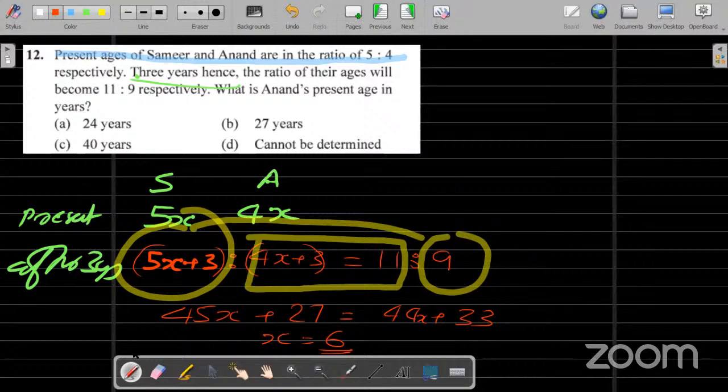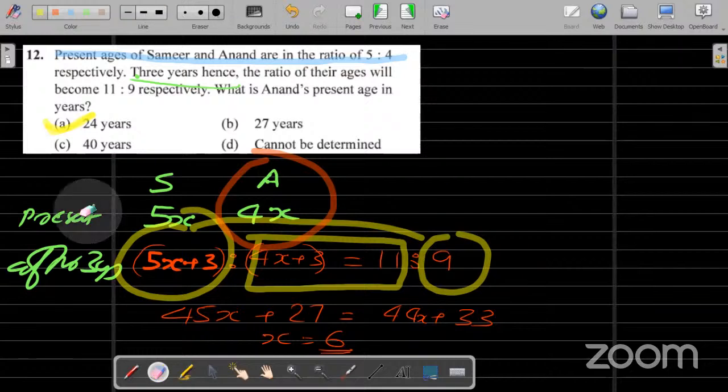Now, what is Anand's age? That is the question that we need to answer. Anand's age is 4x, yes. So x is 6, so 4x should be 24. So option A will be the answer to the question. This is the normal way of answering the question.